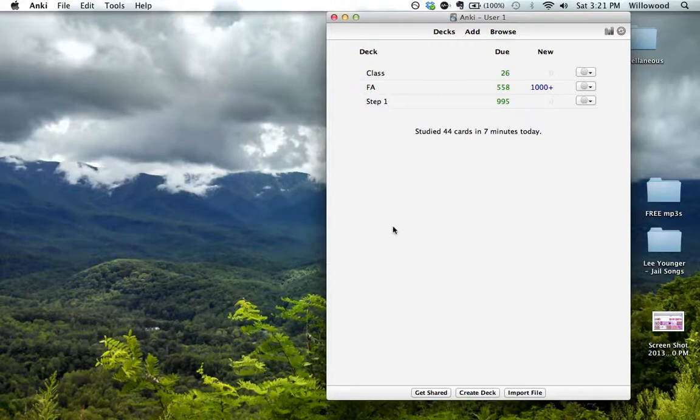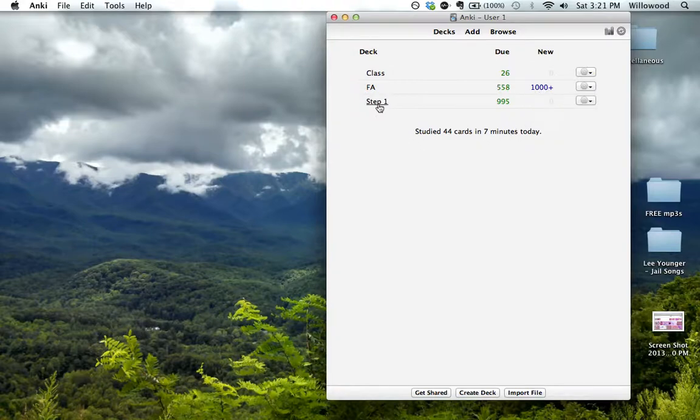I'm a second year. The curriculum that I'm in is going through organ systems one at a time. So right now we're in the endocrine system. I never really touched this deck, as you can see. I've just sort of let that one go.